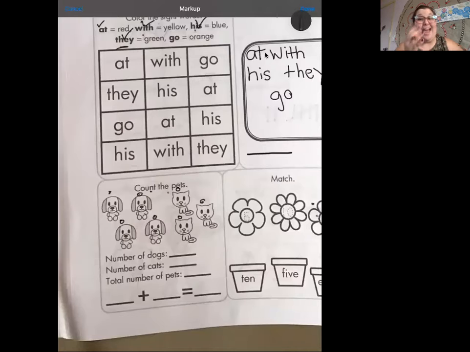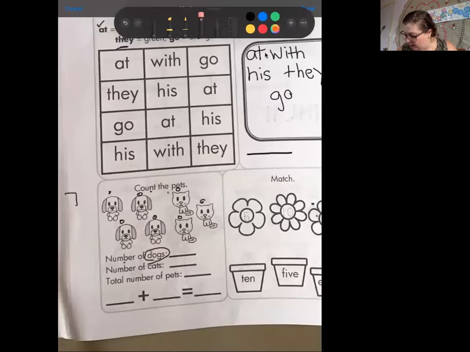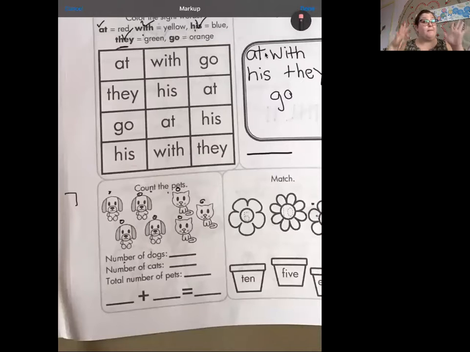How many pets are there, right? Las mascotas. ¿Cuántos hay? How many are there? There's 7. So let's write 7 down here, right there, to remember. Because the question now says number of dogs. They want to know how many dogs there are. So we know there's 7 mascotas. We know there's 7 pets. But how many dogs? ¿Cuántos perros?